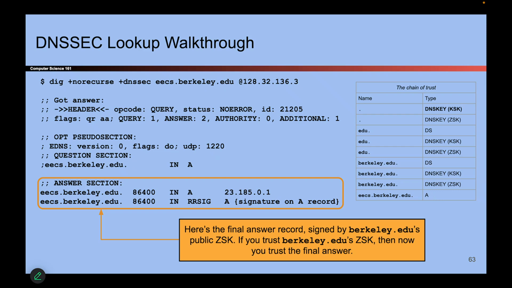That's the full DNSSEC lookup walkthrough. Again, you don't have to know all of the nitty-gritty details for this class. It does get a little bit confusing once we introduce two different keys. But if you understand the intuition, the idea of combining certificate chains with digital signatures, then you're all set.